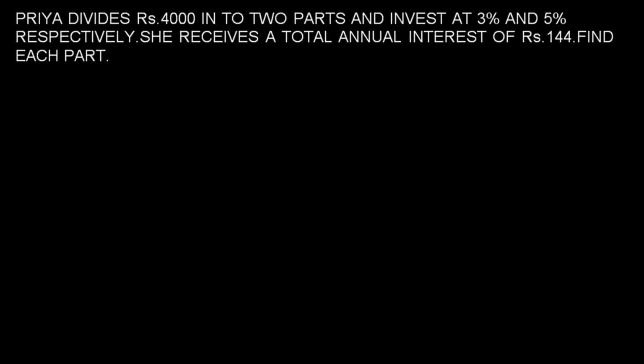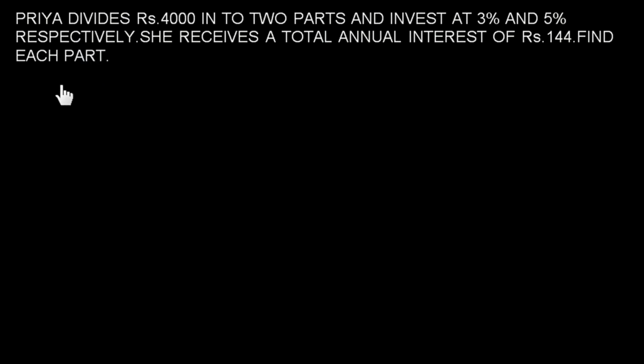Today's question is, Priya divides rupees 4,000 into two parts and invests at 3% and 5% respectively. She receives a total annual interest of rupees 144. Find each part. So what's the given question?